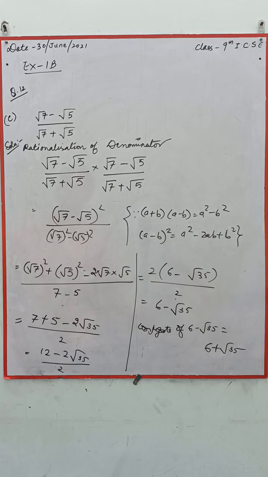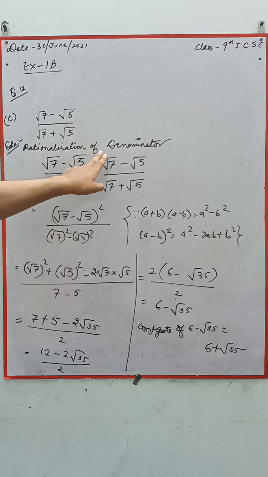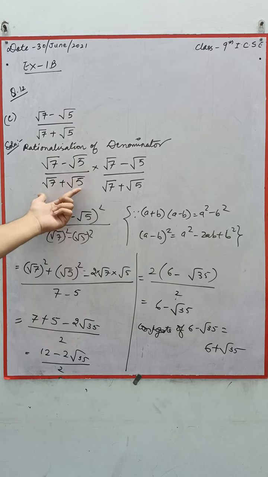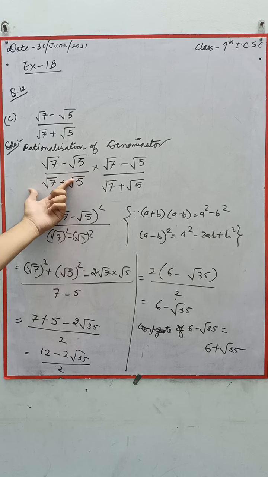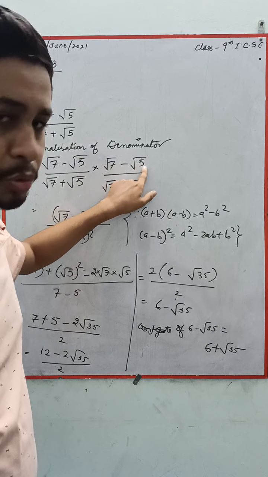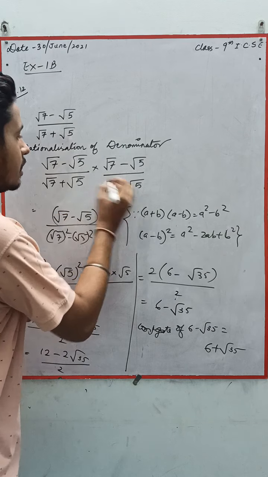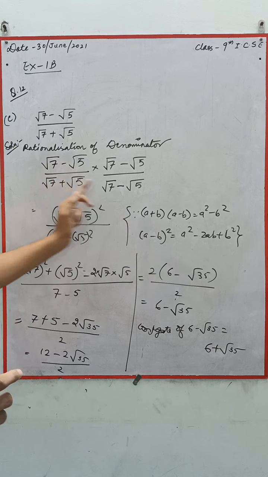Alright, so let's understand question number 12, C1. We are given with root 7 minus root 5 upon root 7 plus root 5. Now we need to rationalize the denominator. So as I told you, we have denominator root 7 plus root 5, okay? And we need to rationalize it. So what will be the rationalizing factor? It will be root 7 minus root 5. This plus will be minus, and the same, sorry, this will also be minus. Okay, so the same quantity we have to multiply and divide.